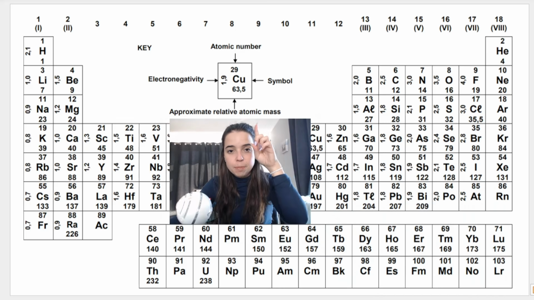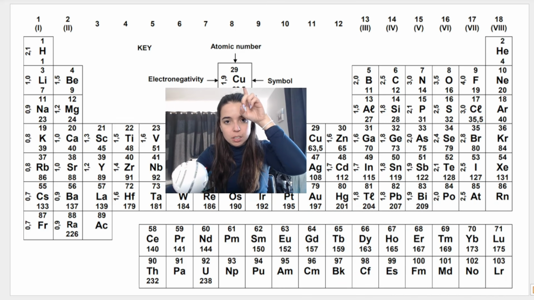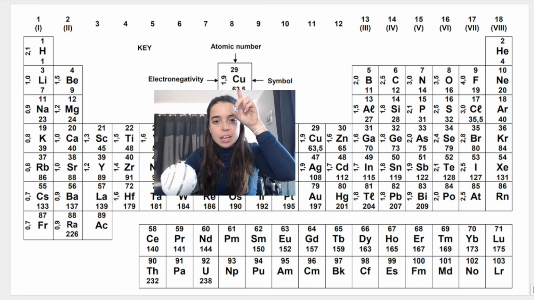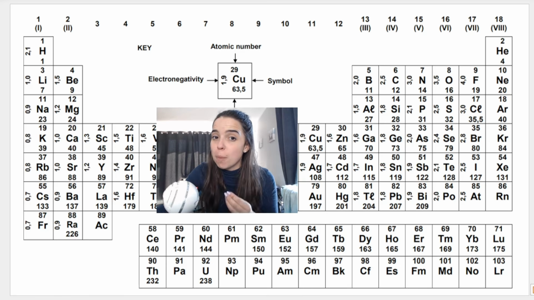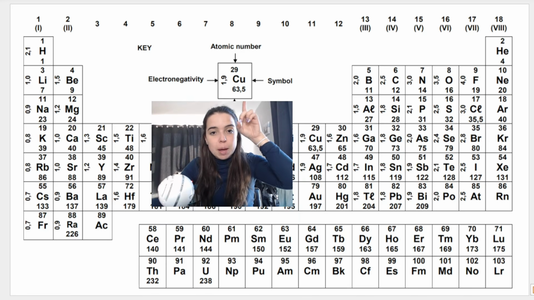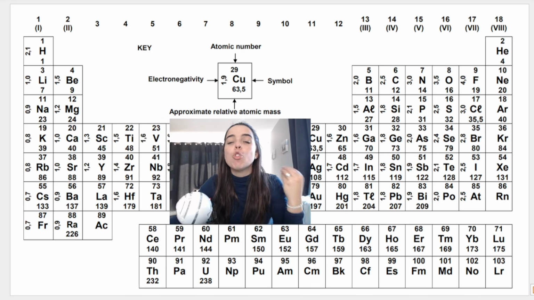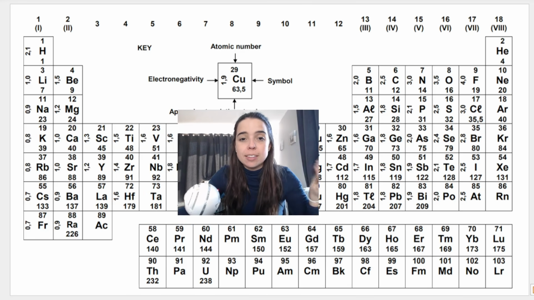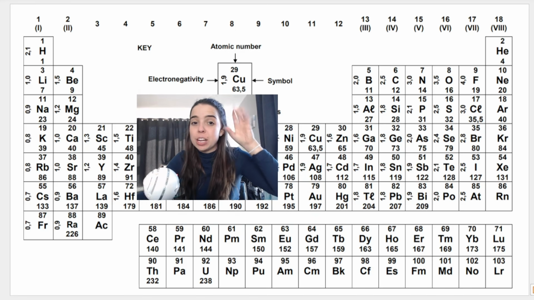The key over here is a little block that shows the copper element, the symbol, so you see the symbol Cu, then the top number, so 29. That is what we call the atomic number, and the bottom number over here, 63.5, is the approximate relative atomic mass. The sideways number, which we deal with at a later stage, is called electronegativity.